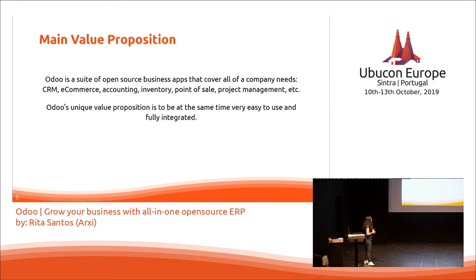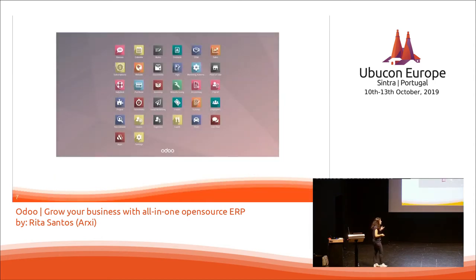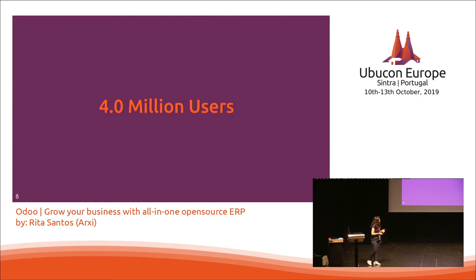So the unique value proposition, the big value that they propose, is being fully integrated and also user-friendly. It has several functional areas. This is a screenshot of the basis of Odoo. So we have help desk, purchase, inventory, manufacturing, as you can see. And besides these applications in the standard model, we have also an app store with a lot of applications developed by the community. And about that, we have 4 million users worldwide.